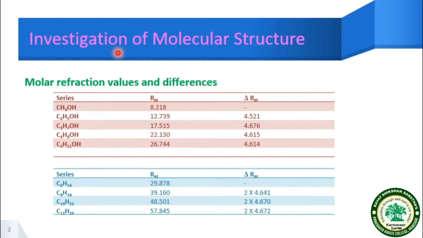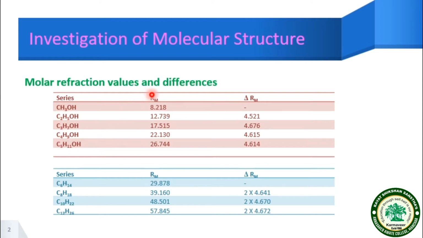In continuation with that, we consider here a homologous series and their molar refraction values. Here methyl alcohol, ethyl alcohol, propyl alcohol, butyl alcohol and pentyl alcohol. So here you will find methanol, ethanol, propanol, butanol, pentanol, and the difference between the two structures is that one CH2 group is added in the next subsequent molecule. One CH2 group is added.